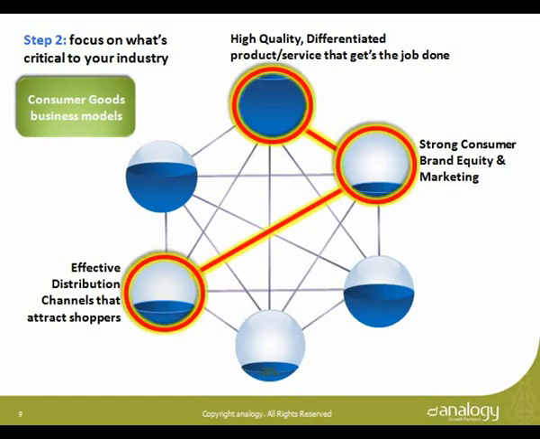And here's what we do in step 2. Step 2 is to recognize which cornerstones are most important to success in your industry or category. So it's not a surprise that different cornerstones are important in different industries. For example, for a fast-moving consumer goods brand, so think about the brands that you find in any grocery store, 3 cornerstones are really important. The product is obviously important. A consumer goods brand needs a high-quality, differentiated product that gets the consumer's job done really well. It also needs strong consumer brand equity and marketing skill, and it needs effective distribution channels that attract shoppers. So weakness in any of these 3 cornerstones would be a significant disadvantage and would certainly affect business performance.